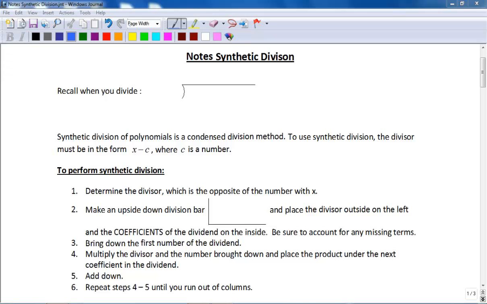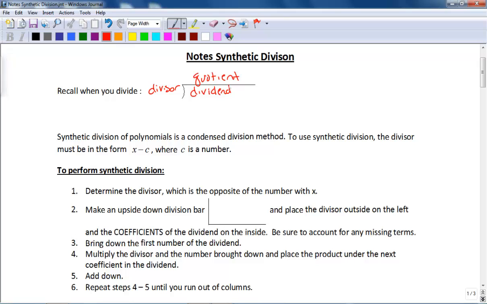This section deals with synthetic division. Recall, when you divide anything, your divisor, or what you're dividing by, goes on the outside. The dividend, what you're dividing into, goes on the inside, and whatever you get as a result is called your quotient. So the divisor is what you divide by, the dividend is what you divide into, and the quotient is your answer. So let's take a look at synthetic division.